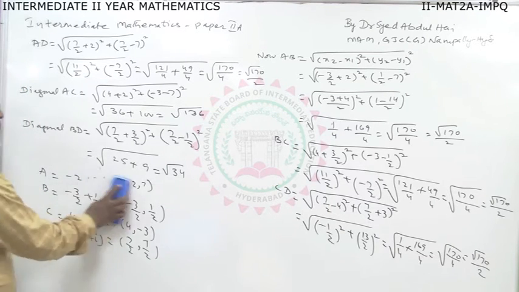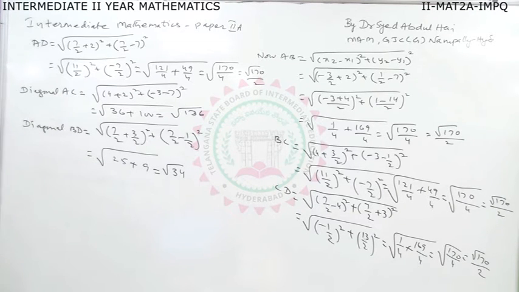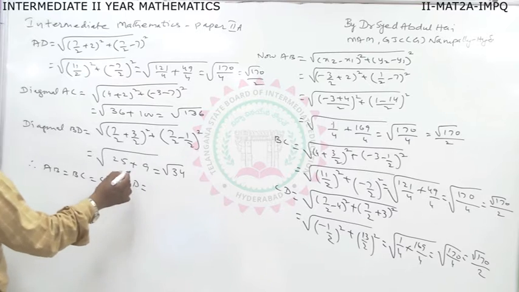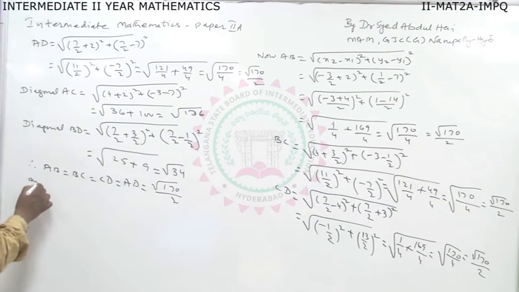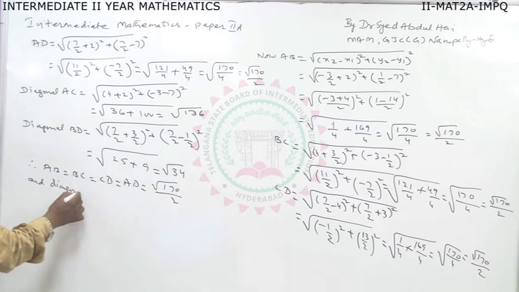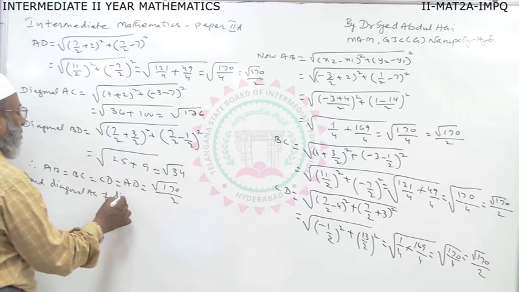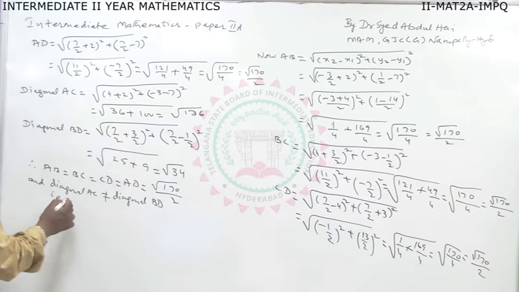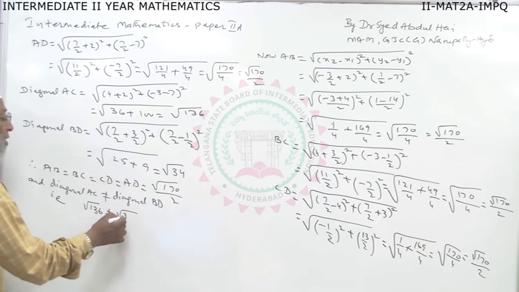Therefore, here is my conclusion. Therefore, AB equal to BC equal to CD equal to AD equal to root of 170 by 2 and diagonal AC is not equal to diagonal BD. That is, root of 136 is not equal to root of 34.